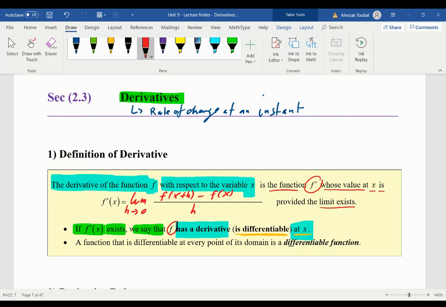Another thing we need to keep in mind is a function that is differentiable. It means a function that has a derivative at every point of its domain. It means at any instant in its domain. Then it is a differentiable function.